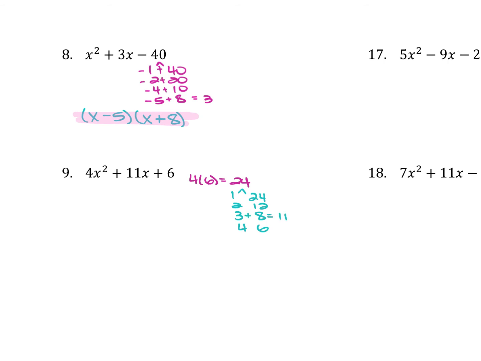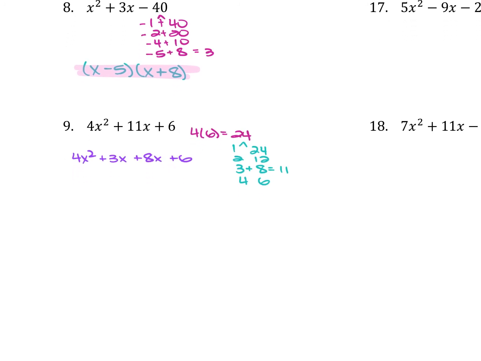So this is going to be rewritten as 4x squared plus 3x plus 8x plus 6. Now that you rewrote this, you have 4 terms. So factor this by grouping. Group the first 2 terms, group the last 2 terms. From the first 2 terms, your greatest common factor is x. From the last 2 terms, your greatest common factor is 2. This then gets rewritten again to where you have x times 4x plus 3 plus 2 times 4x plus 3.